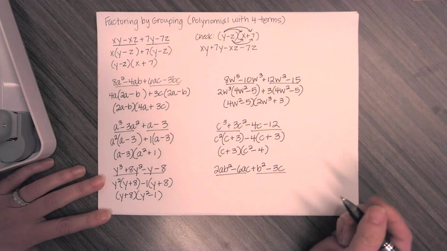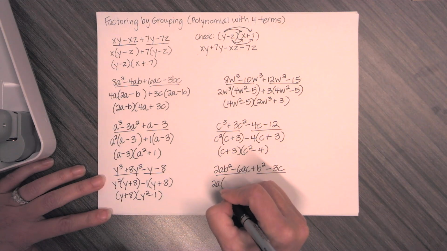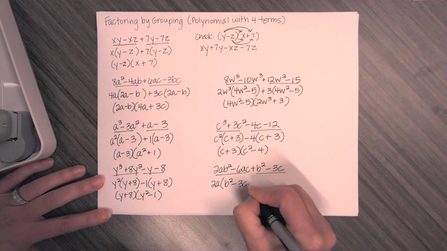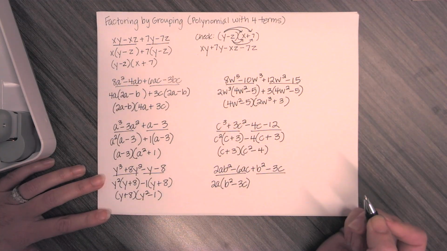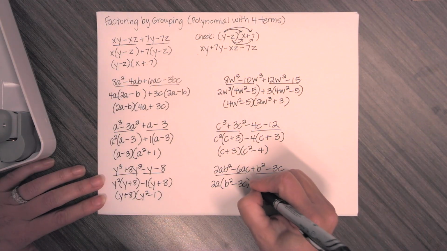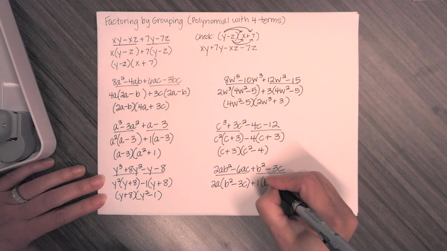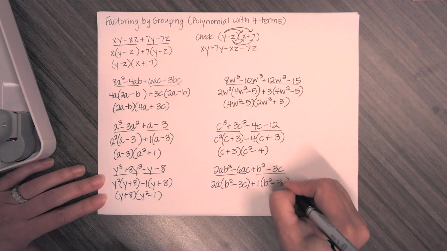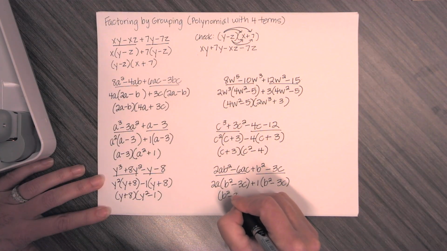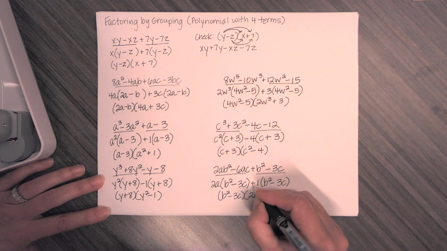All right, out of my first group, I see that I can take a 2 and also an a, which is going to leave me with b squared minus 3c. All right, my second group, I don't see a greatest common factor, so I'm going to just factor out a positive 1 because this first one's positive. Factoring out a positive 1 won't really change anything. Now I'm going to have b squared minus 3c, and if I factor that out, I'm left with 2a plus 1.